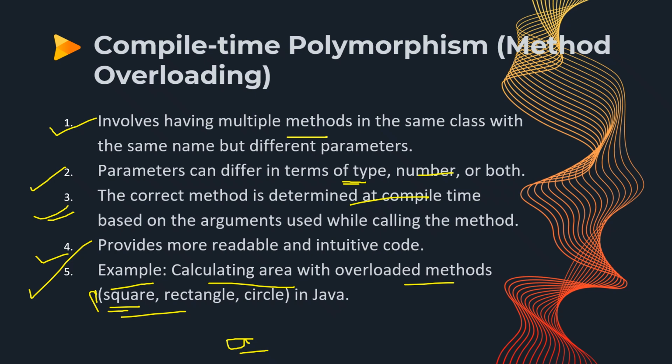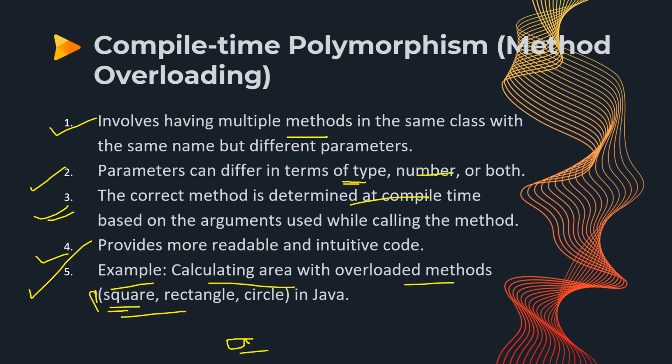A square has one parameter, which is known as side. The area of a square can be calculated as side squared. So we will provide only one parameter to our area method and it will calculate the square area. Then if you provide two parameters, it will calculate the area of a rectangle.